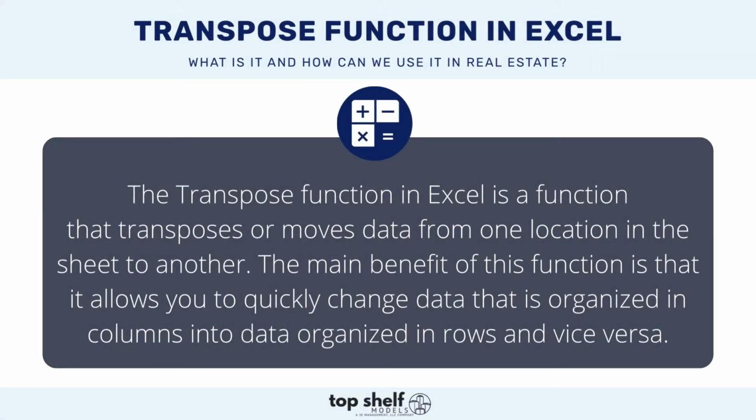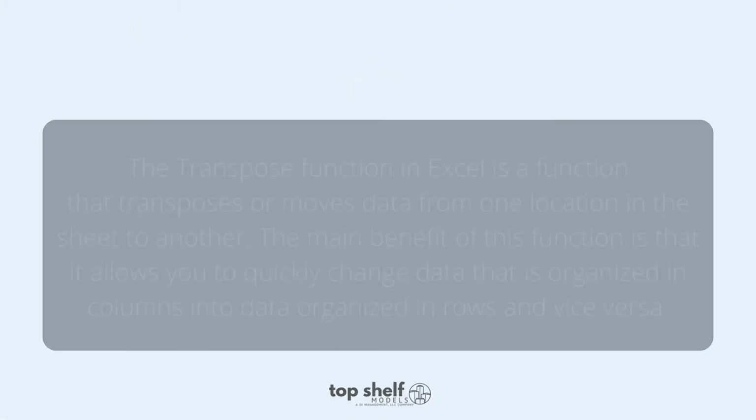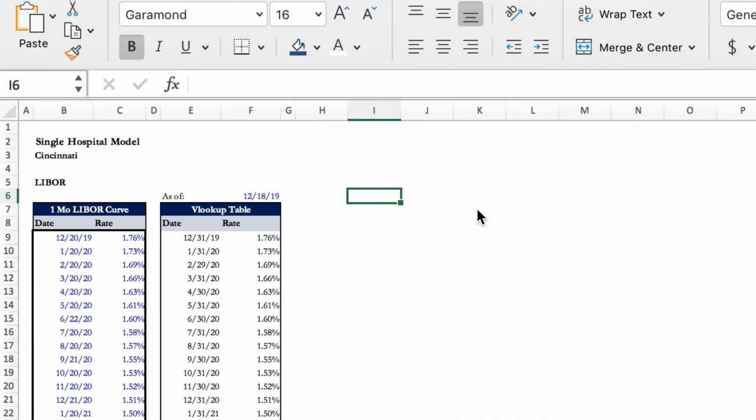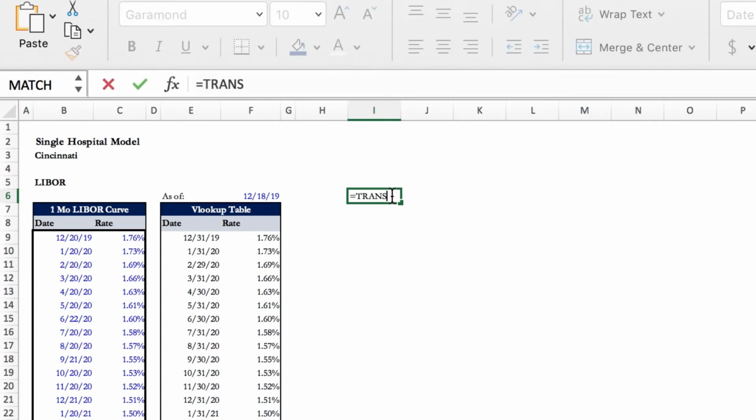Now, if you aren't familiar, the transpose function in Excel is a function that transposes or moves data from one location to another. Specifically, this function rearranges data that was organized into columns into rows and data that was organized in rows into columns. Now, the transpose function is an array function, which means that it only gets applied to more than one cell. So let's go ahead and type in our transpose function in Excel and see what pops up.